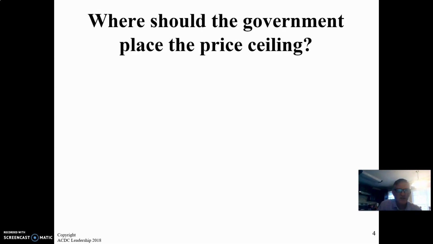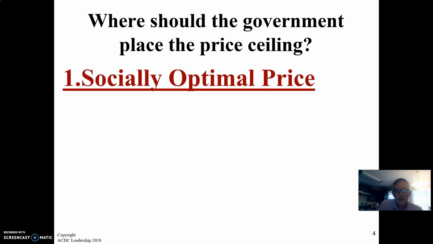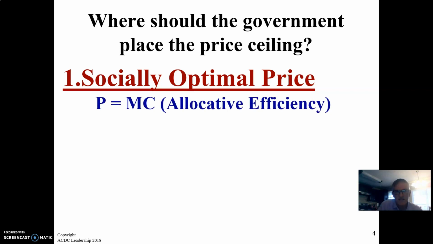All right? So where should the government, if we're talking about our graphs here, where should the government place the price ceiling? Well, they can do it in one of two places. One, they can put it at the socially optimal price, okay? Which means where price equals marginal cost, which is technically where equilibrium would be, okay? And we'll look at that on the graph here in just a second.